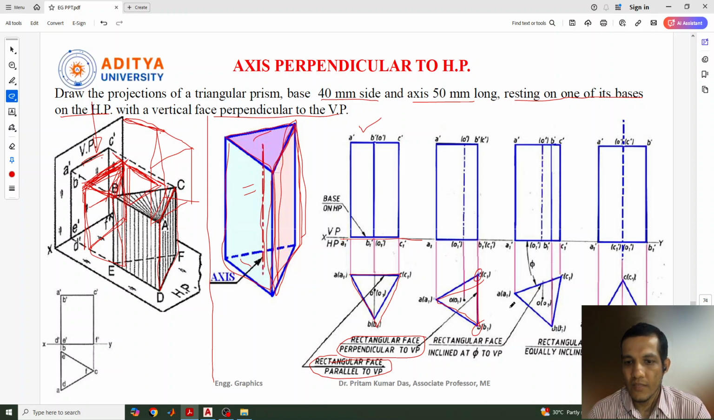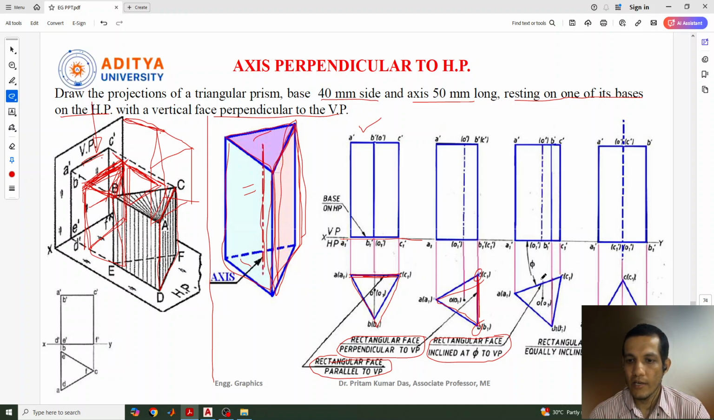The third case: the rectangular face is inclined at some angle theta or phi to the vertical plane. Now here no angles are given, only the position is given, like it is parallel to the vertical plane, or it is perpendicular to the vertical plane. Now see, the axis is perpendicular to HP, but one of the edges is perpendicular to the vertical plane, or one of the surfaces is parallel to the vertical plane. That is the condition.